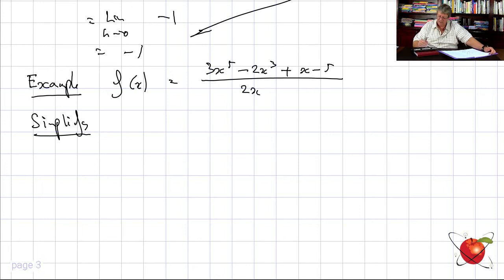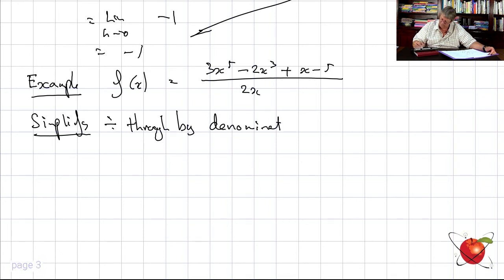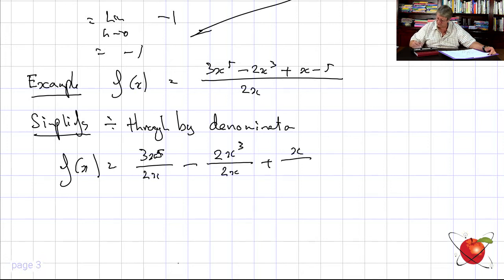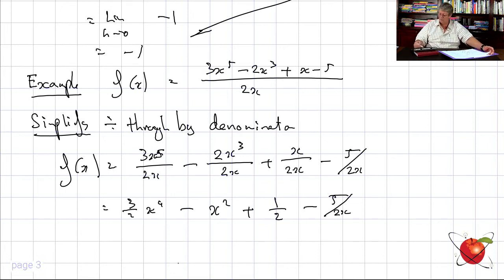How do I simplify that? Divide through by the denominator. So f of x now becomes 3x to the fifth over 2x, minus 2x cubed over 2x, plus x over 2x, minus 5 over 2x. And this leaves me with 3 over 2 x to the 4th, minus, 2 cancels with the 2, x squared, plus x over x, 1 over 2, minus 5 over 2x. Then we're going to do it with that. I'm not going to do that. You're not going to get one like that. It just becomes too messy.